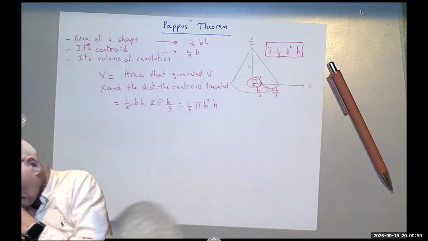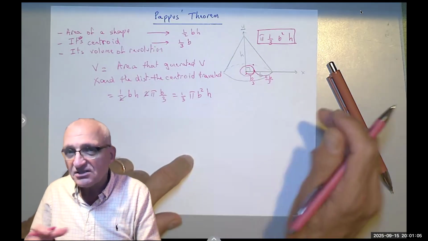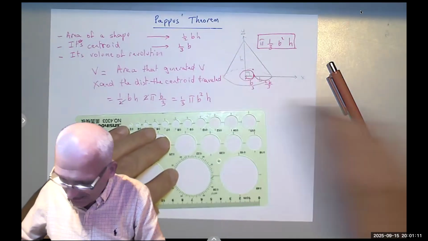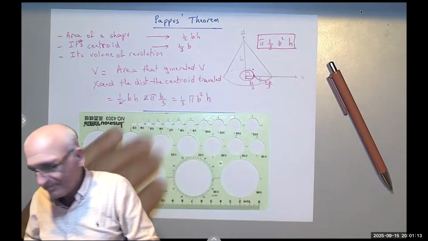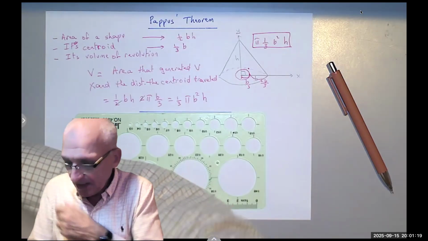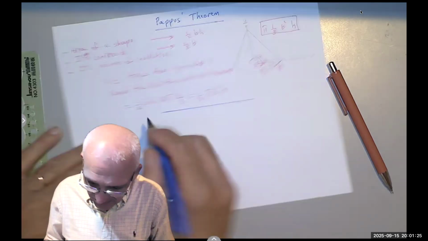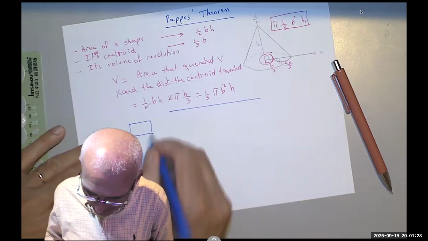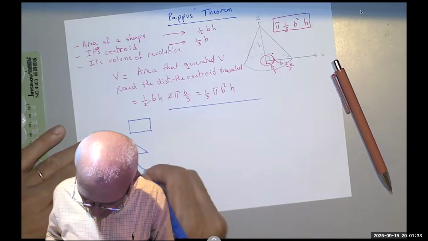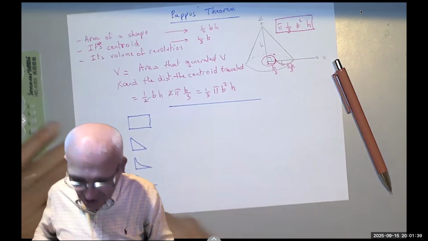Now, you say, okay, nice. Here I'm going to show you something, and then in the next session, we'll do the second part of the theorem. Remember when we did the centroid, I told you that if I have a shape which we call the rectangle, right? So let me just do the rectangle, and then a triangle, and then a second degree parabola, and then a third degree parabola, and so on and so forth.